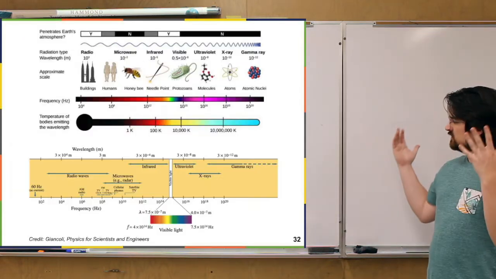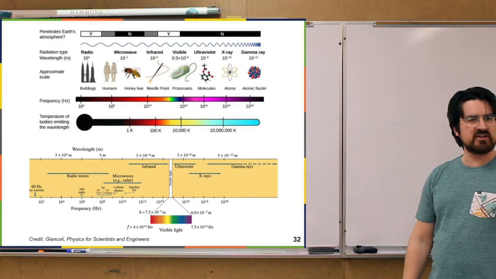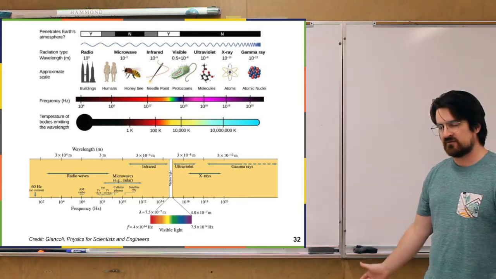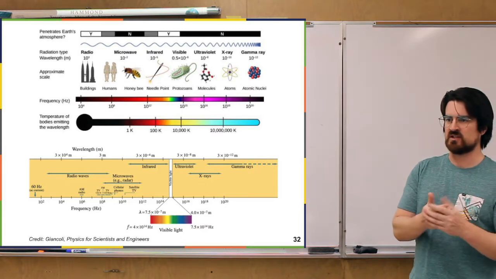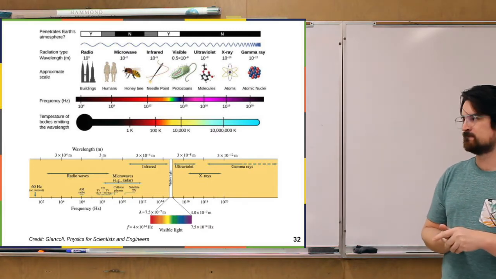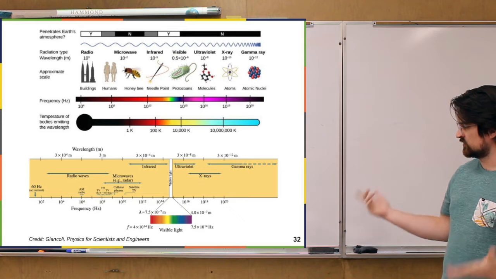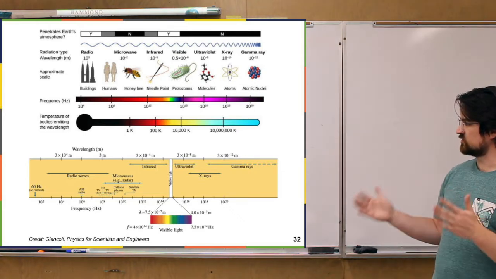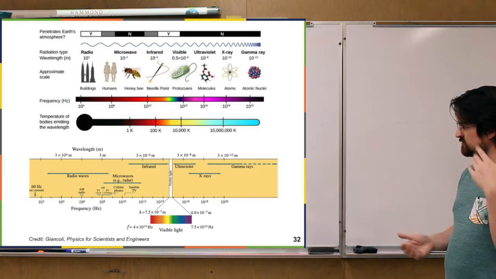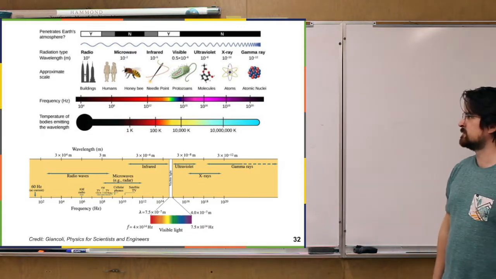So now we have a much better sense of the wave nature, or particularly the mathematical description of the wave nature, of electromagnetic waves. That includes light, which we looked at quite a bit, but it also includes all these other things: ultraviolet light, infrared light, X-rays, microwaves, gamma rays, radio waves.